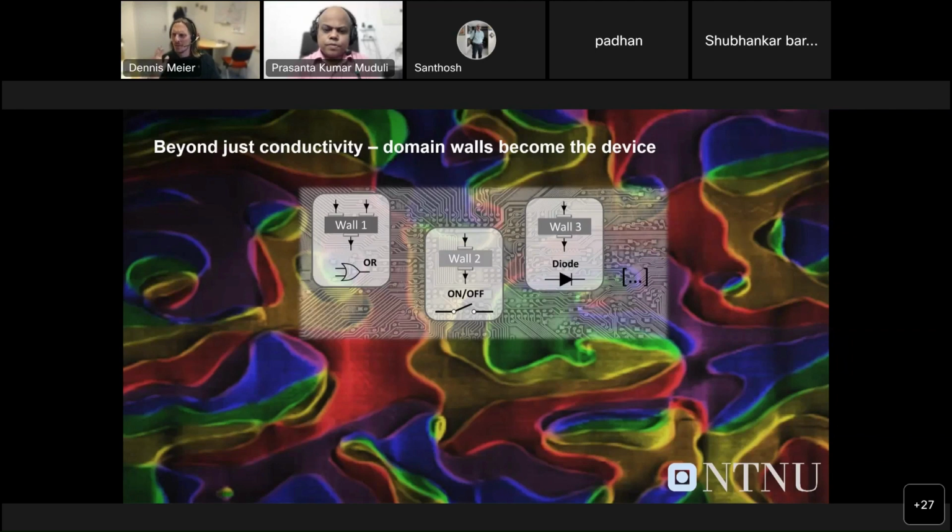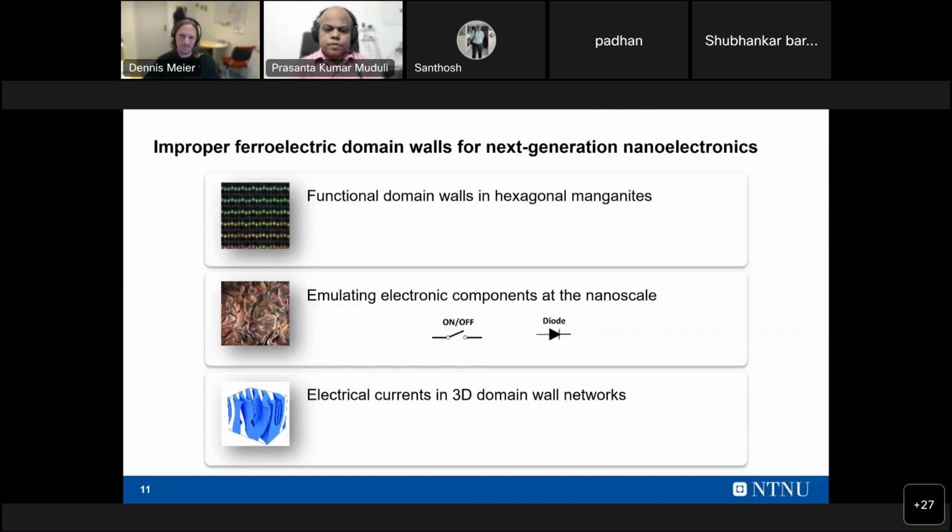So that is the dream we are following in our group with some of our research, and also what I would like to discuss during this talk today: how far can we get, what is really possible in this direction. And this is then the outline of what's coming. In the beginning, I would like to give you a little more introduction to the domain walls in hexagonal manganites. That is the model system we are using.